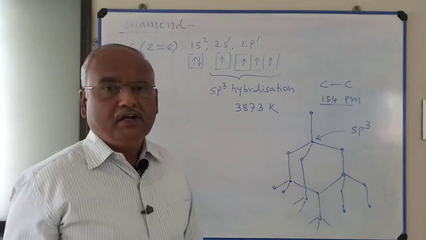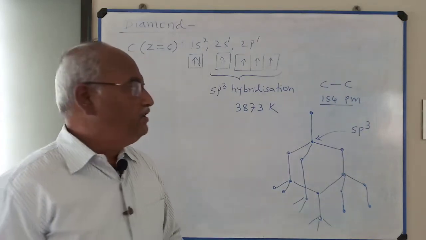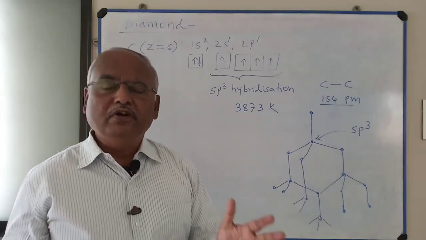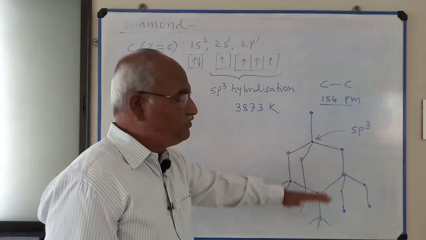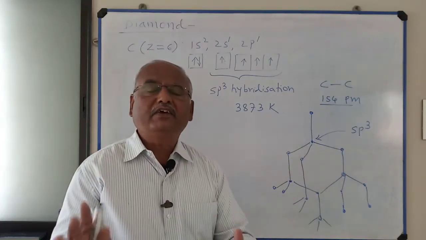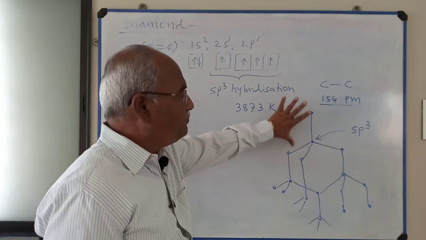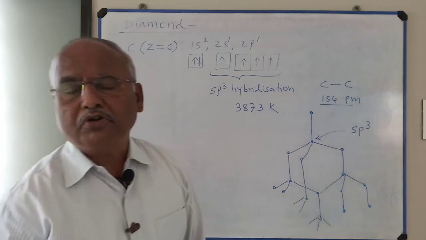In diamond, carbon undergoes sp3 hybridization. It has a giant 3-dimensional structure. Bonds are very strong. This structure is repeated in the entire crystal lattice. Tetrahedral is the basic unit present in diamond. So this is about diamond.